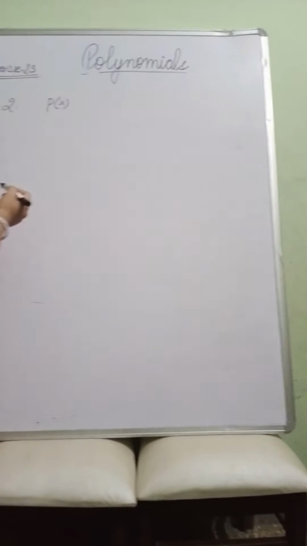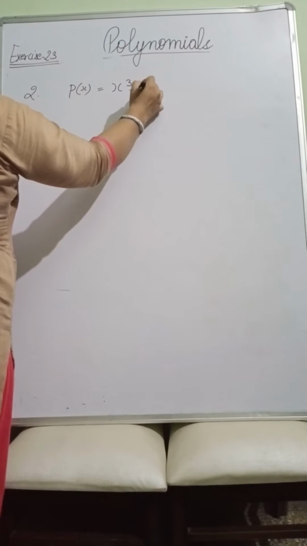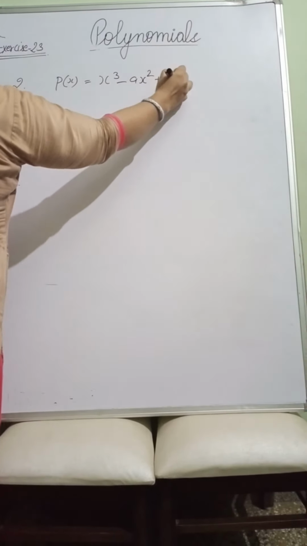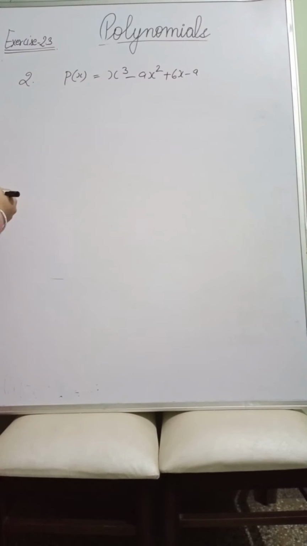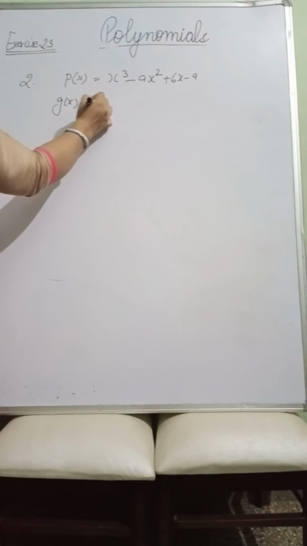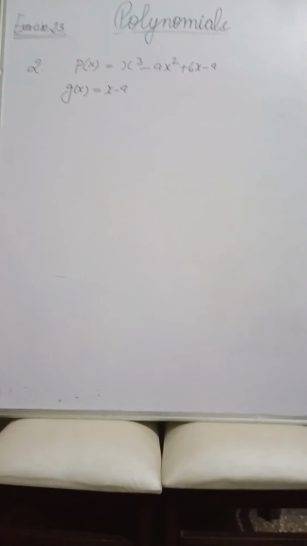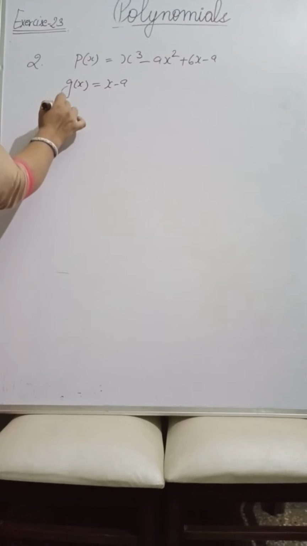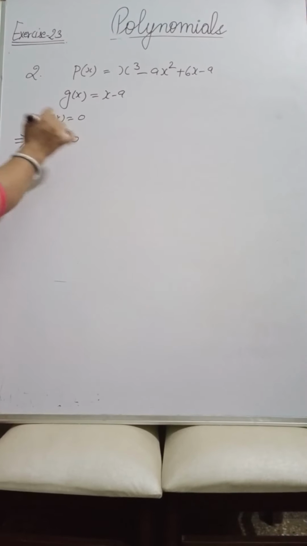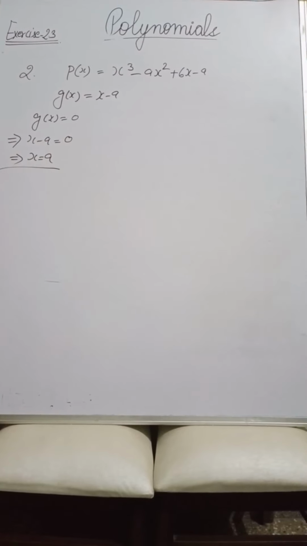Question second: here the given polynomial p(x) equals x cube minus a x square plus 6x minus a, and we have to divide this polynomial by g(x), that is equal to x minus a. The same thing you will do here, students. Take this g(x) equals 0. This implies x minus a equals 0. So you are getting x equals a.